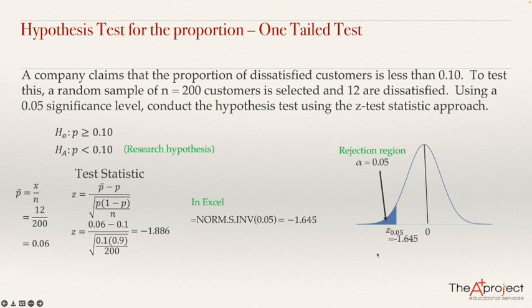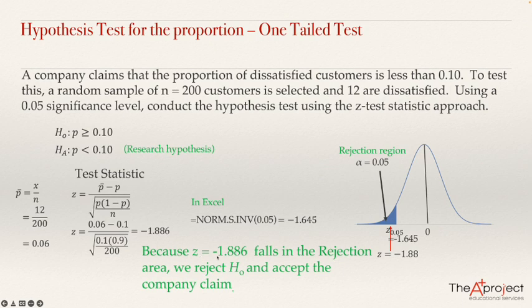This value, negative 1.886, is to the left of negative 1.645. So it's very clear that this value will be here in the rejection area. So the z value is in the rejection area, so it's lower than negative 1.645. And for that reason, we reject the null hypothesis and accept the alternative. So it means that there is enough statistical evidence to accept the company's claim that the proportion of dissatisfied customers is less than 0.10.